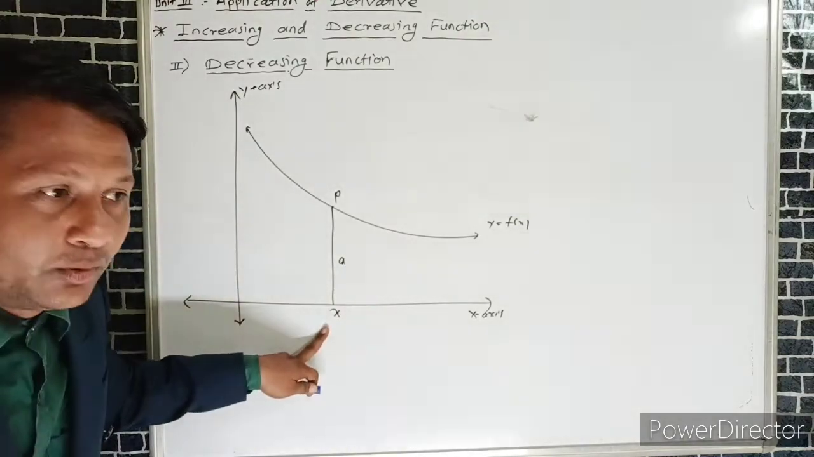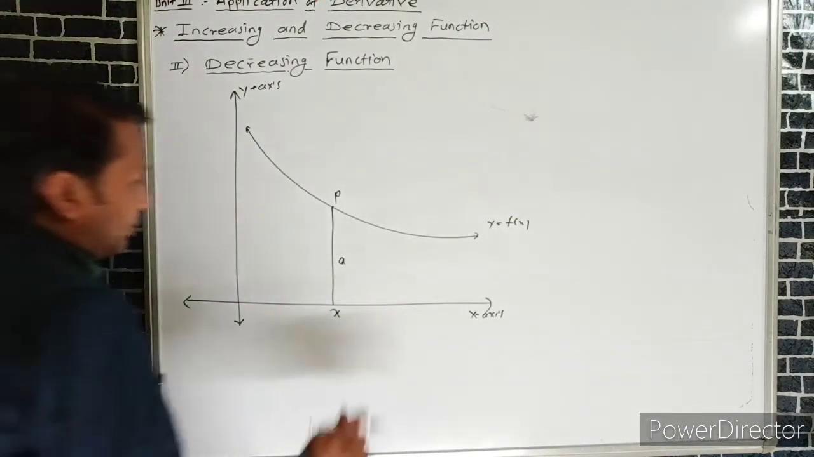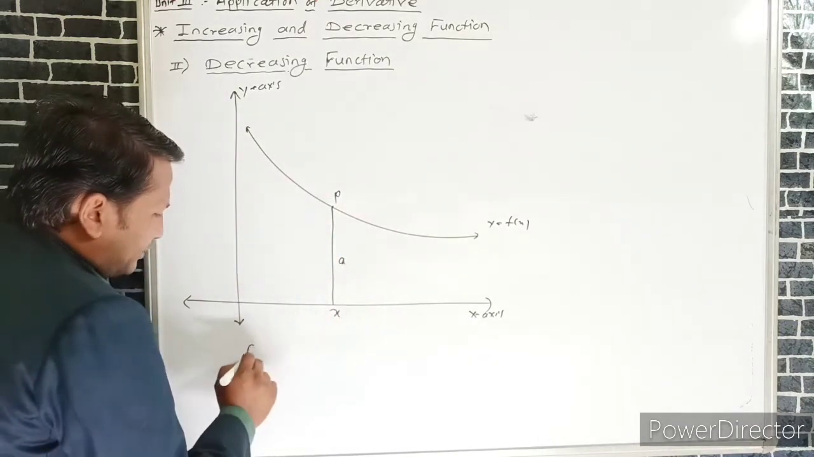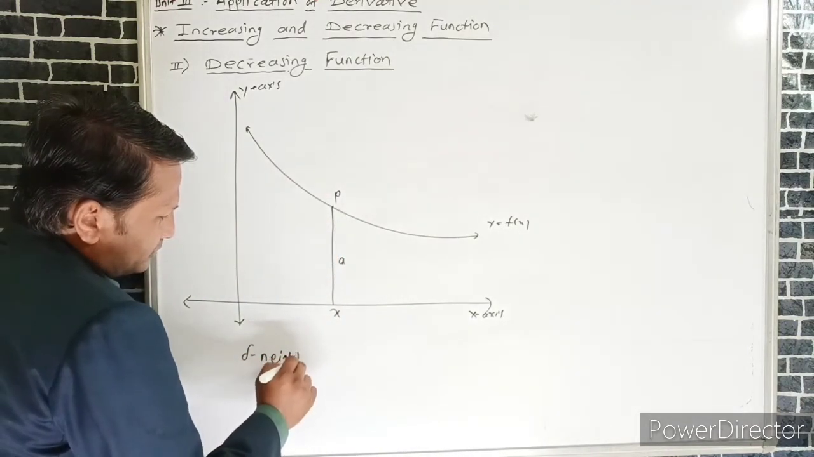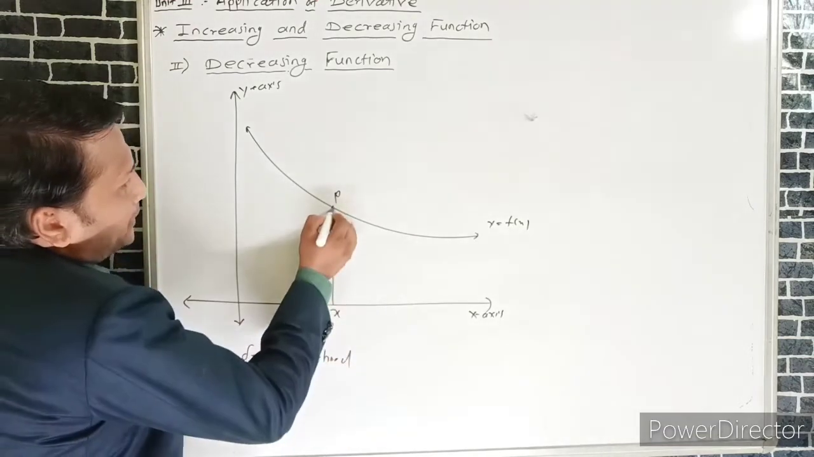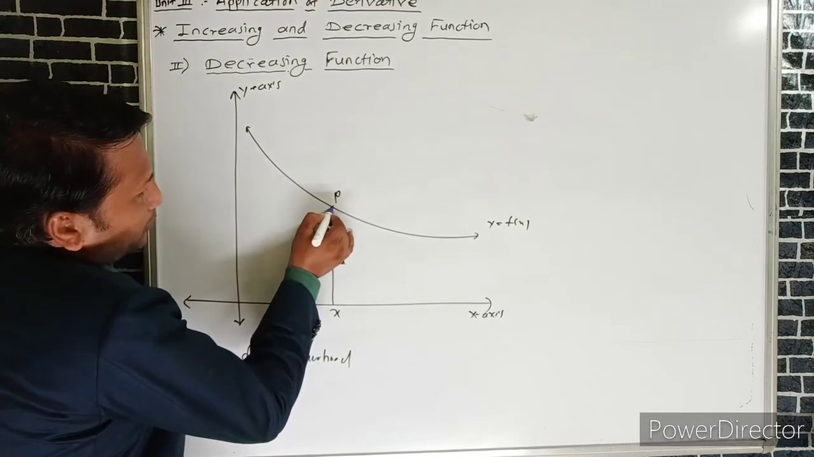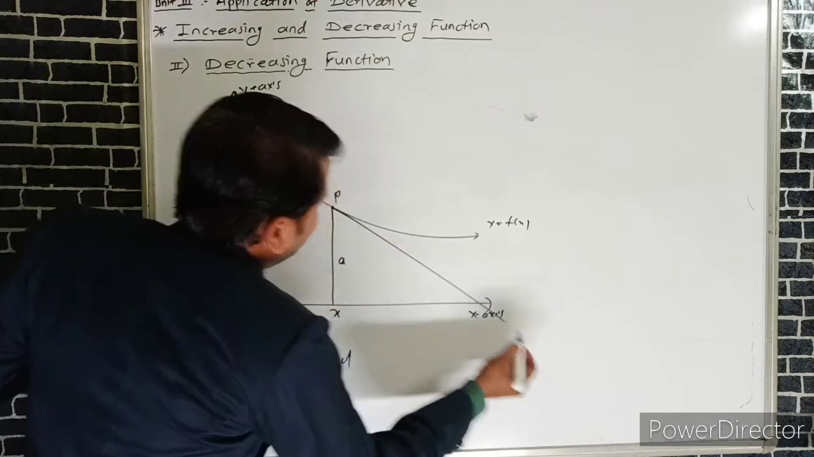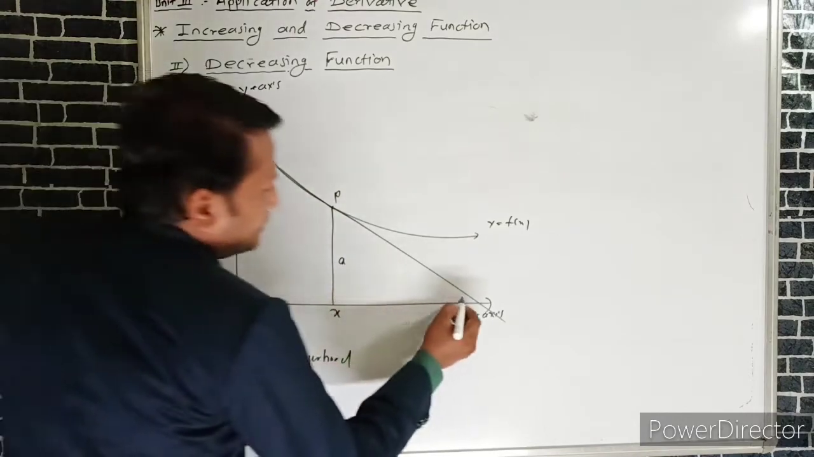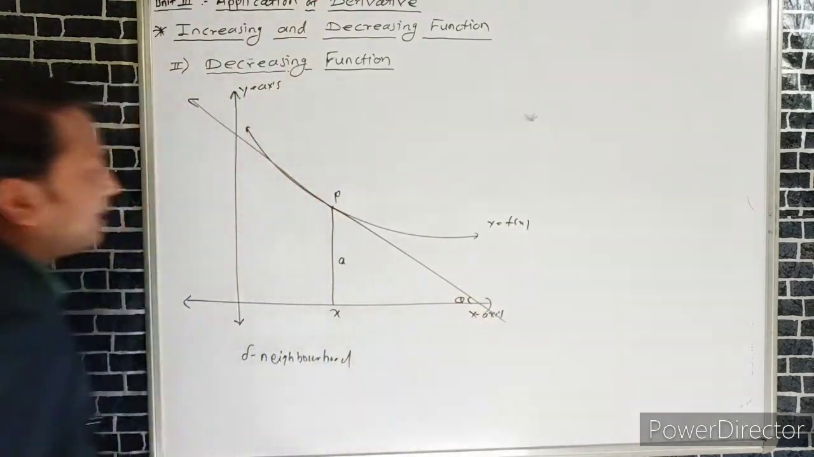At x equals a, we consider a neighborhood of the point P, and passing through this point there is a tangent, and here the angle is theta.